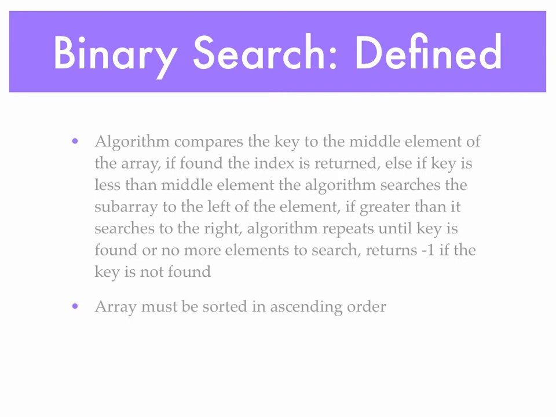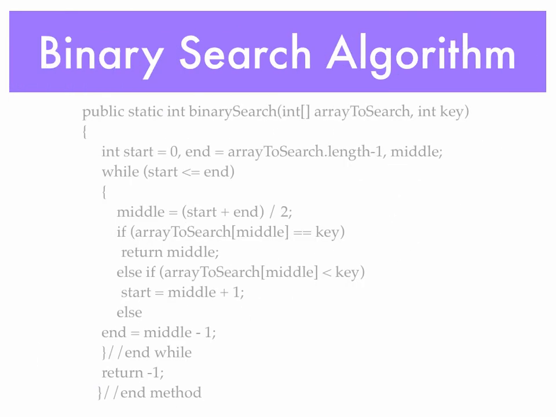So let's look at this, remembering that an array has to be sorted in ascending order for the binary search to work. Binary search operates in O(log n) time. That's its efficiency. So here we've got a method that implements a binary search. We see that this method expects an array of ints, which we'll call arrayToSearch, and an int to be passed into it. And that int is the key, that's what we're looking for.